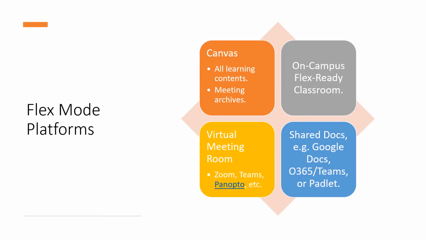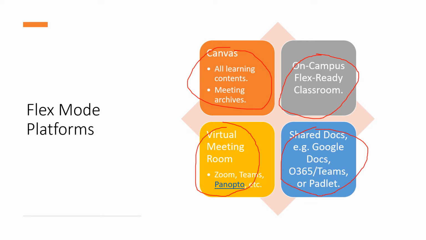Flex mode shares four common components, starting with Canvas, where all the learning materials and contents are stored and shared. And we have a physical classroom that is flex ready. And then we have a virtual classroom or meeting place, such as Zoom or Microsoft Teams, as well as some kind of shared document or platform such as Google Docs, Office 365, or even Padlet.